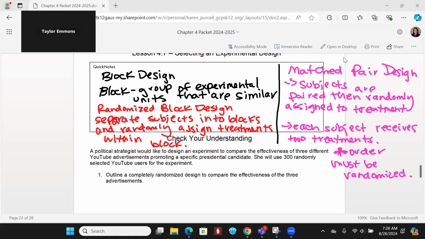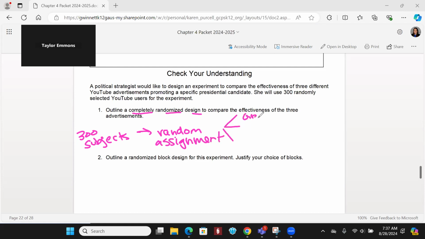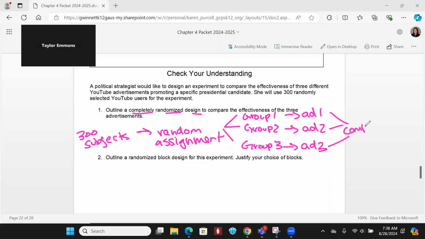All right, so you should have gotten, you're creating a completely randomized design to compare the effectiveness of the 3 advertisements. So you've got 300 subjects, and then you're going to randomly assign them to the treatments, right? Then you're going to have group A or group 1, whichever way you want to label this, group 2 and group 3. And then you've got ad 1, ad 2, and ad 3. Make sure that you state the treatment in here. And then you're going to compare all the effectiveness.